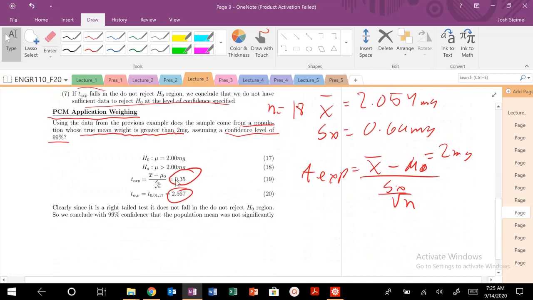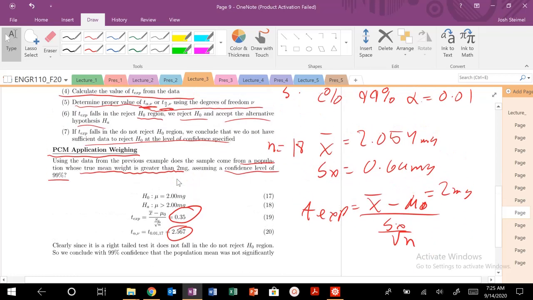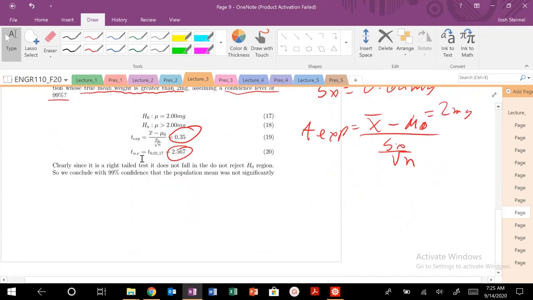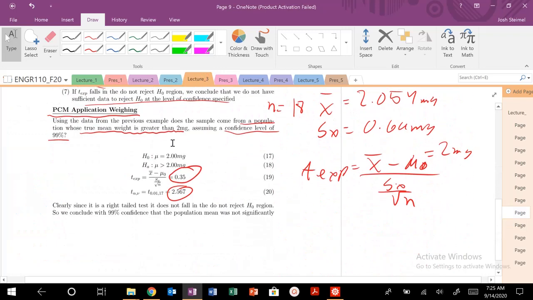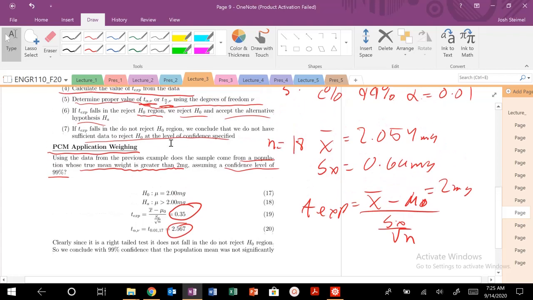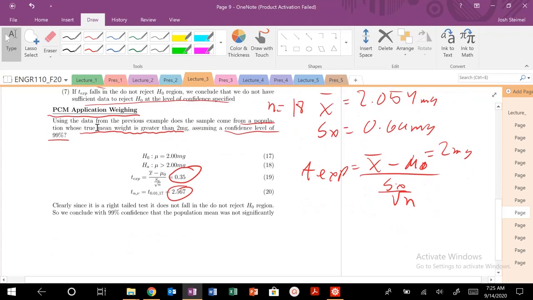Honestly, I'd be fine in your problem sets and exams if you just write reject H naught, do not reject H naught. I'm definitely fine with that in our analysis and in this class. Again, we're engineers, we're mechanical engineers, we're not statisticians. But if you're really into that, and if you've taken a statistics course and you just can't bring yourself to write it that way and you want to be very, very precise, more power to you.